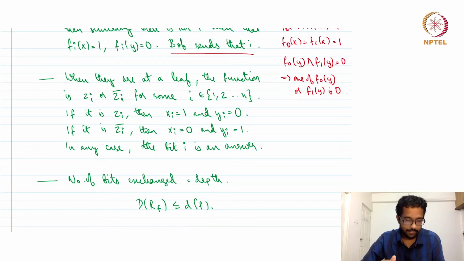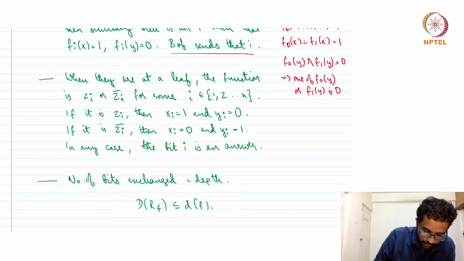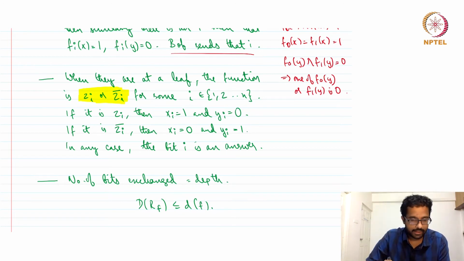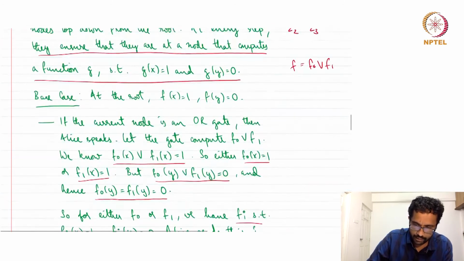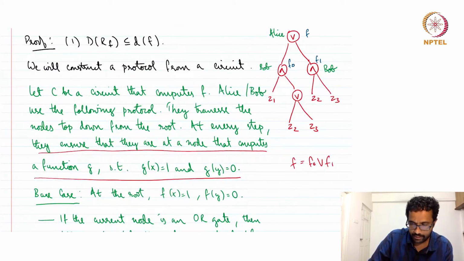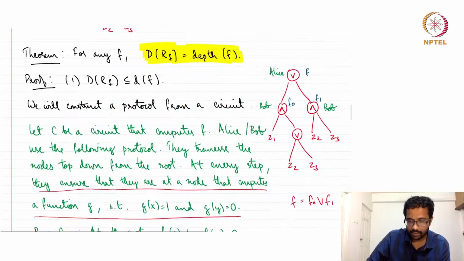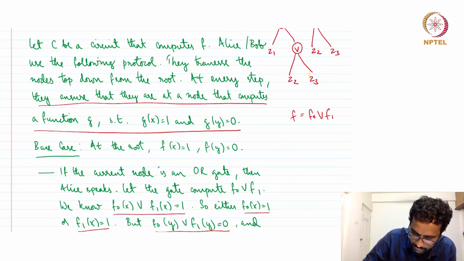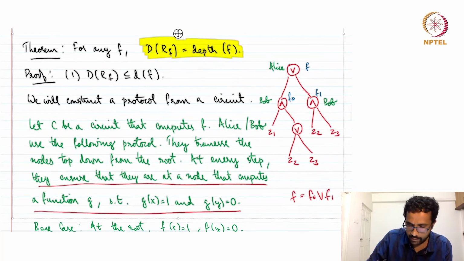If they are at a leaf, the leaf will be labeled with either Zi or Zi complement, where the input string is Z. Either the leaf will involve Zi or Zi complement. So here it's Z1, Z2 or Z3. There is nothing negated here, but if there was a negation, it could be there in the circuit here.